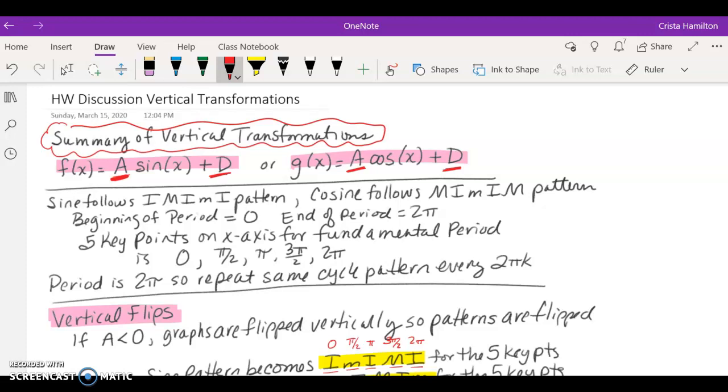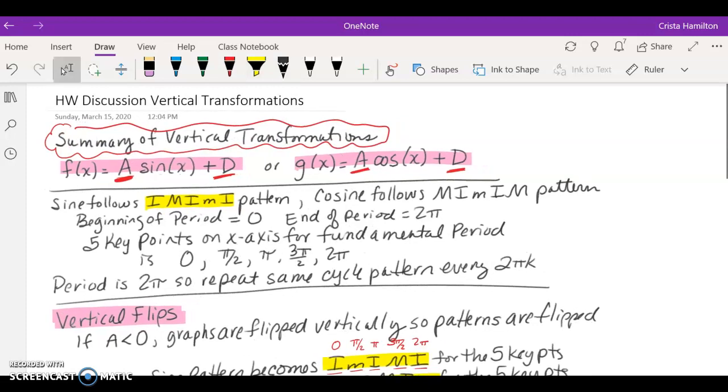At the beginning of the period, the sine graph follows an inflection, max, inflection, min, inflection pattern. So in a quick sketch of a sine graph, it essentially goes up and then down first, and that's your sine curve. Your cosine curve, in that one fundamental period, follows a max, inflection, min, inflection pattern. So it starts at the max at 0 and comes down and looks something like that.